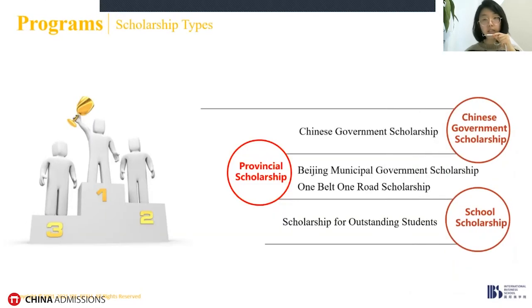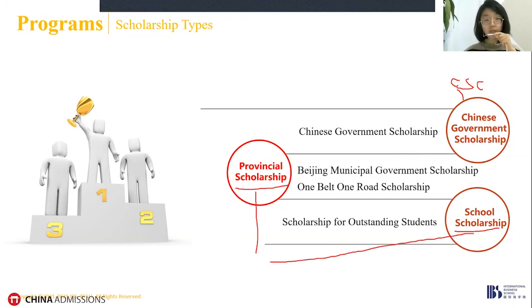Okay, the last part is about the scholarship, very important. So far in China, we have 3 different kinds of scholarship. The first one is CSC, the Chinese government scholarship. It includes the tuition fee, accommodation, and living fee. And for this one, all students apply directly from the embassy themselves. But for the rest two, provincial scholarship and school scholarship, we will have students apply.